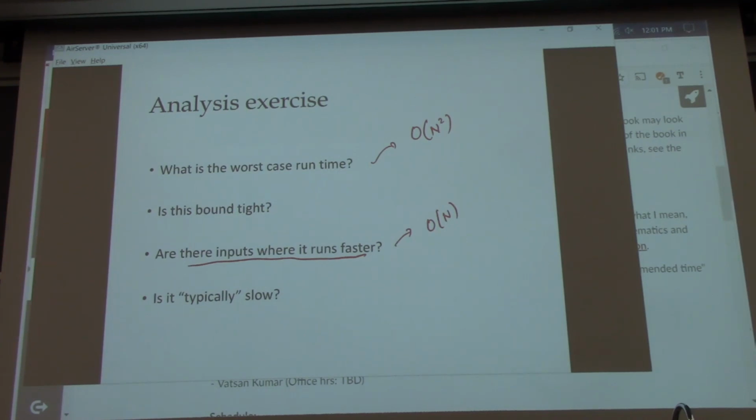So sometimes it's useful to understand this, and sometimes you might say, okay, if I take an average input, or if I take some set of numbers and randomly permute them, and then I run bubble sort, is the runtime going to be significantly faster?